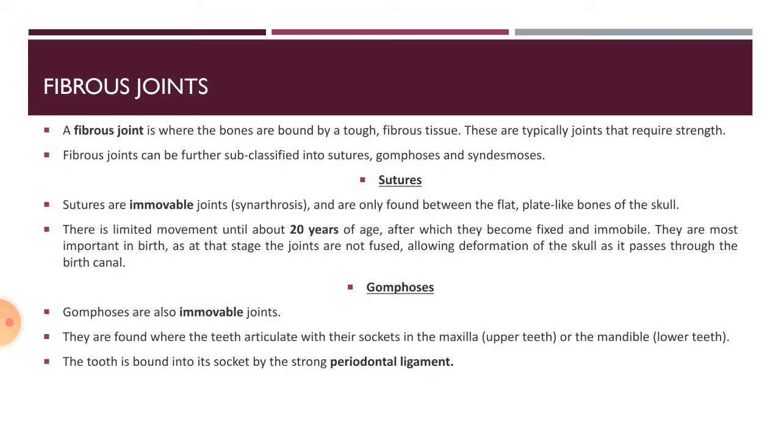Number one is suture, and remember that the sutures are immovable joints, so we can call them synarthrosis as well, and these are commonly found between the cranial bones, that are the bones of your skull. There is a little movement until about 20 years of age, and after that they become fixed and immobile. These are most important during birth, allowing the deformation of the skull as it passes through the birth canal. So they allow easy passage of the baby through the birth canal.